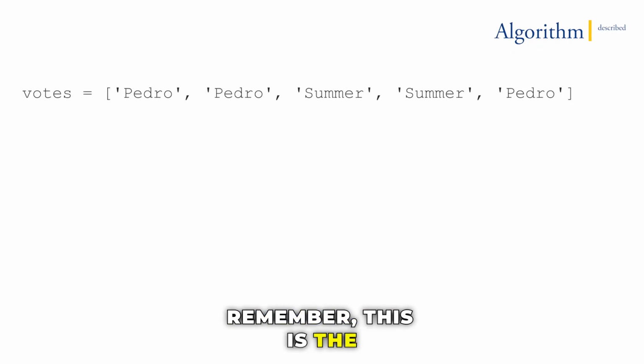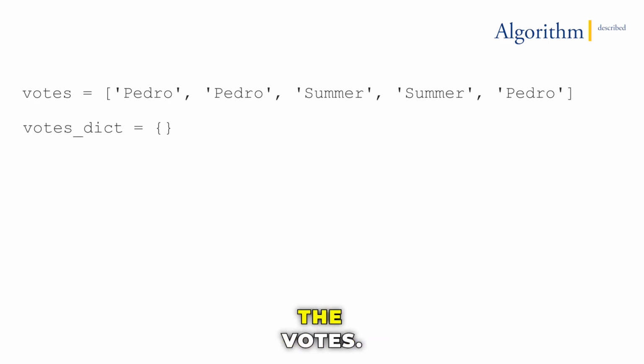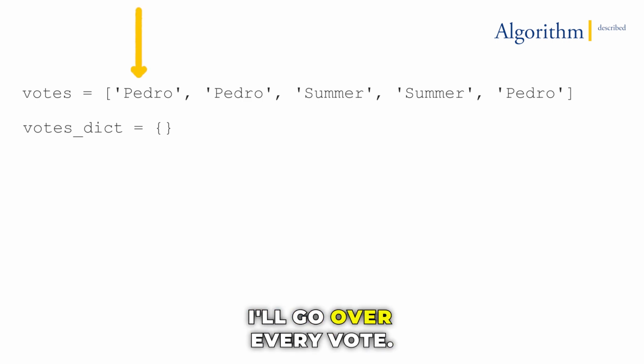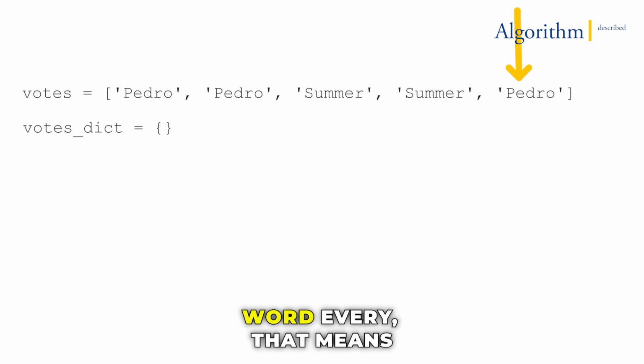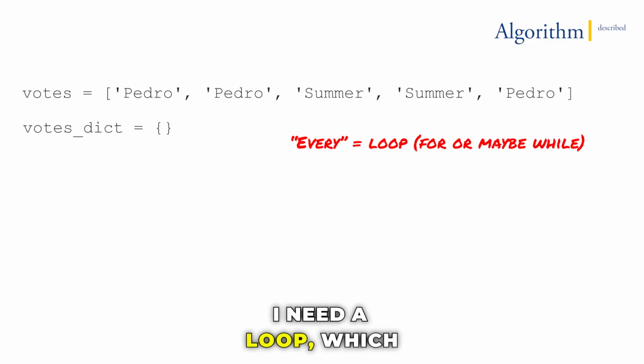Before I go on, I want to show how this program works. We start off with a list of votes. Remember, this is the parameter of the function. I'll also have a dictionary which keeps track of the votes, and this is what I return at the end. It's going to start off empty. Remember this for later. I'll go over every vote, and when you hear the word every, that means you'll have a loop. Remember that for later. I need a loop, which I can implement with a for.